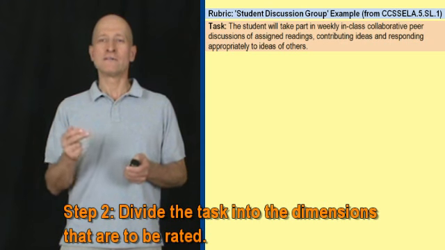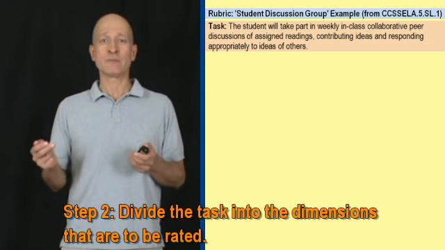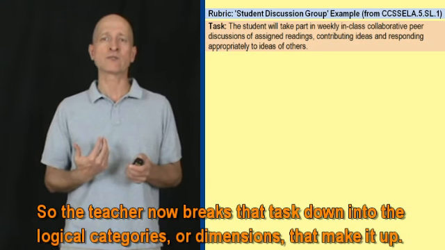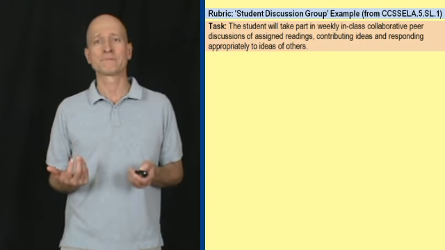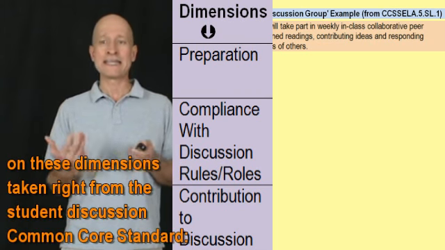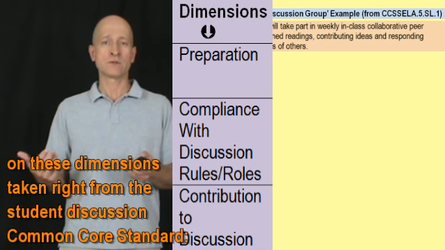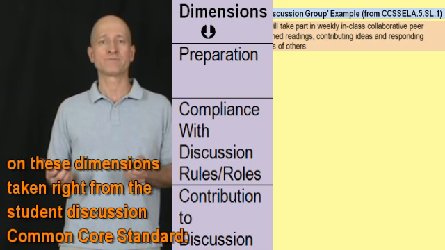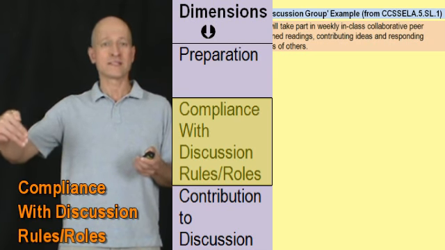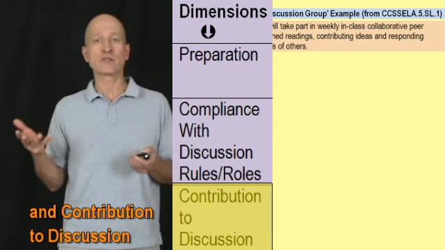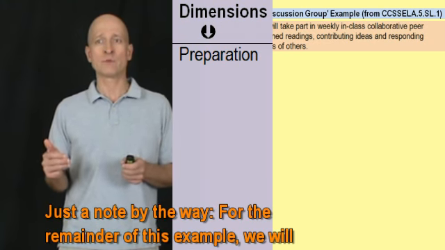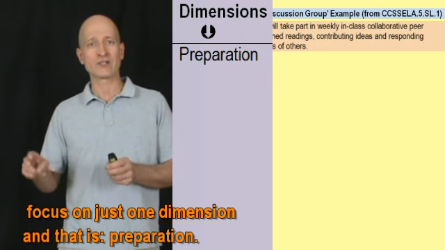Step 2. Divide the task into the dimensions that are to be rated. So the teacher now breaks that task down into the logical categories or dimensions that make it up. In our example, our instructor decides that she wishes to rate the student on these dimensions, taken right from the student discussion Common Core Standard. Preparation, compliance with discussion rules and roles, and contribution to discussion. Just a note, by the way, for the remainder of this example, we'll focus on just one dimension, and that is preparation.